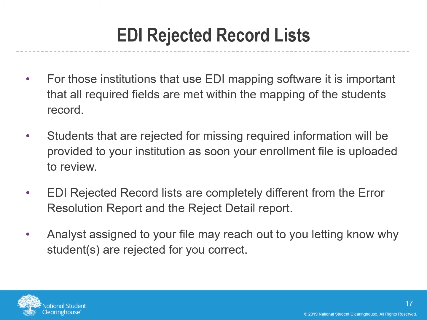Records appearing on the EDI reject list in your institution's FTP account are records that failed during the file translation from EDI format to the clearinghouse format. In some cases, the analyst assigned to your file may reach out letting you know why the students are being rejected during the file setup process.